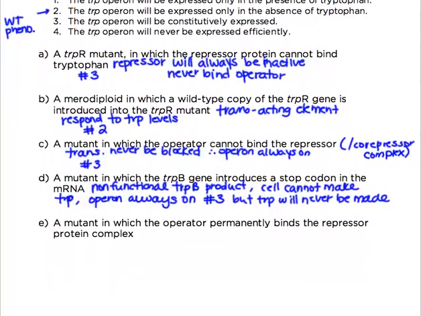And then finally, part E, a mutant in which the operator permanently binds the repressor protein complex. So this operon will be under regular control. Under normal conditions, it will be on until an excess of tryptophan accumulates. Now at that point, so we'll say normal control until tryptophan levels are high.